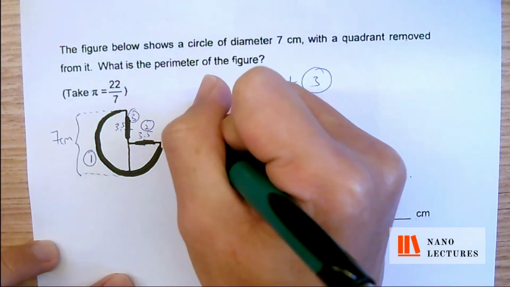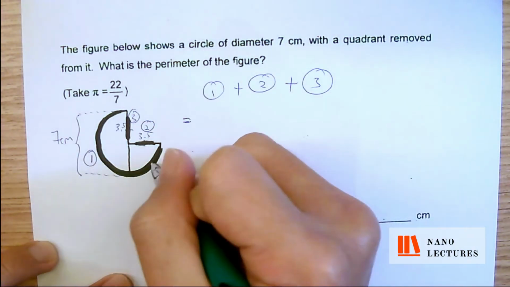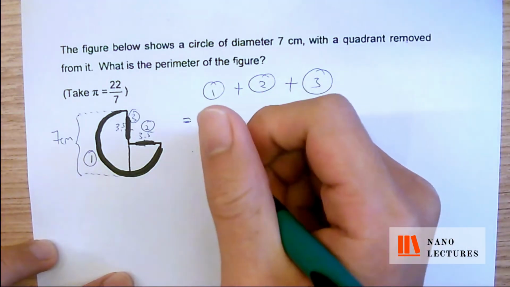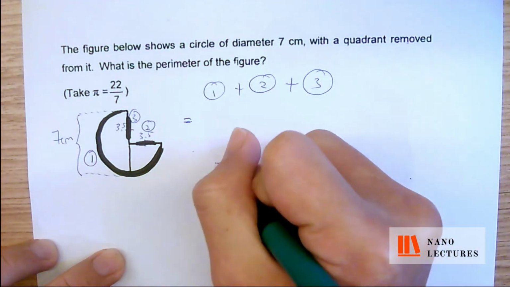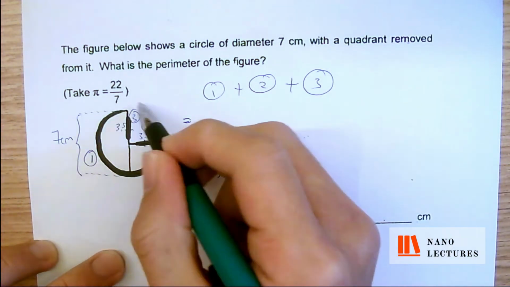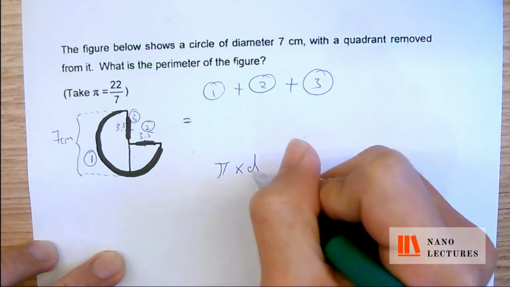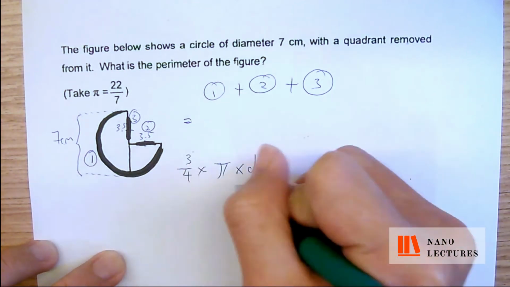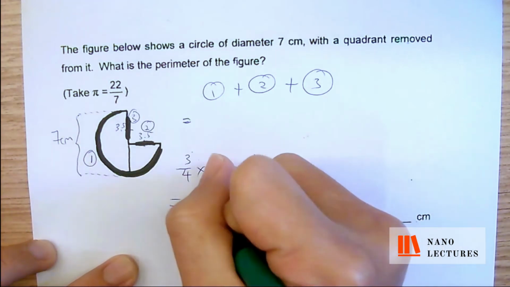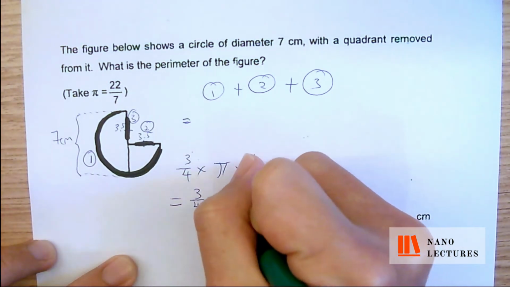How to find 1? 1 is actually the circumference of a 3/4 circle. Do you remember the formula for the circumference of a circle? The circumference of a circle will be pi multiplied by d, right? And since it's only 3/4 of a full circle, this is a full circle, so it's 3/4 of a full circle. Now pi is given to be 22/7, so it's 3/4 multiplied by 22/7.